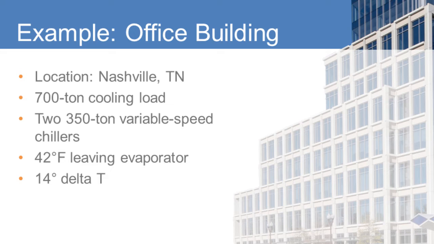We will have two 350-ton variable speed centrifugal chillers in parallel for three of the alternatives. We'll use a 42 degree Fahrenheit leaving evaporator temperature with a 14 degree delta T for all alternatives. Since the chilled water side is not changing at all between the alternatives, we'll set the chilled water pump energy to zero and keep the secondary distribution pump full load energy consumption at the default value.